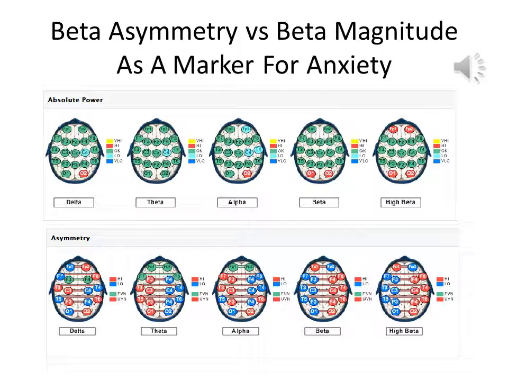Now, as I said at the beginning, beta asymmetry is a better marker for anxiety than beta magnitude. This was shown by the work of Davidson, but particularly by the work of Heller. Heller, in particular, in the late 90s, did research showing the correlation between beta asymmetry and anxiety, and then Engels' work years later also confirmed those findings.